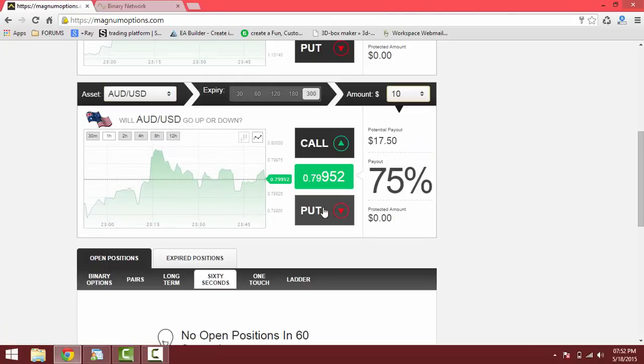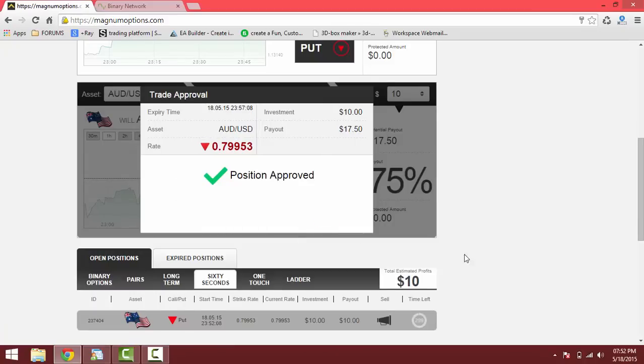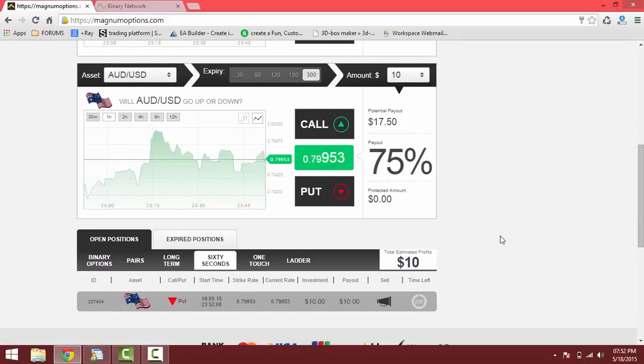Let's take a 10 instead. I don't even know why I did a 20. Usually I like doing 10s and just sticking with a bunch of $10 trades. So anyway, this is how I do my trades, guys.